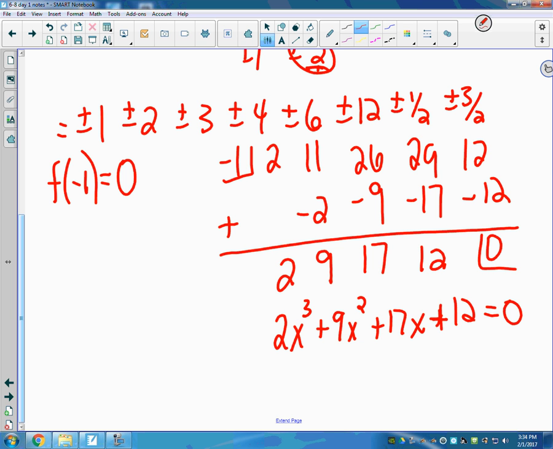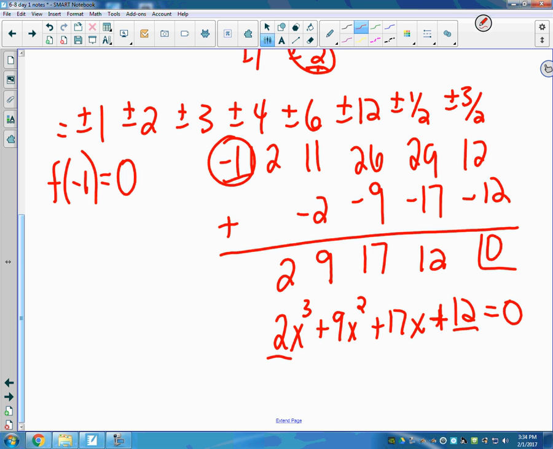So this means I have to go back to guessing, right? So I found 1 0 here, but I need to go back and find some more. And you could do your PRZs again, but notice in this one they're going to be the same. So I just have to check some more numbers.